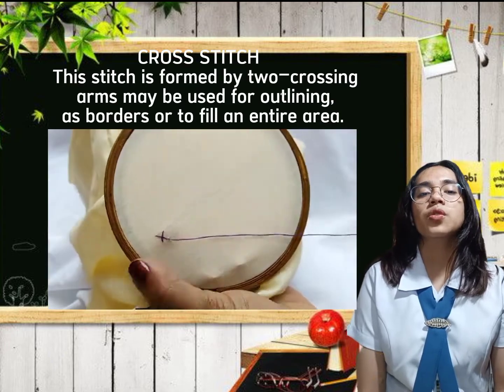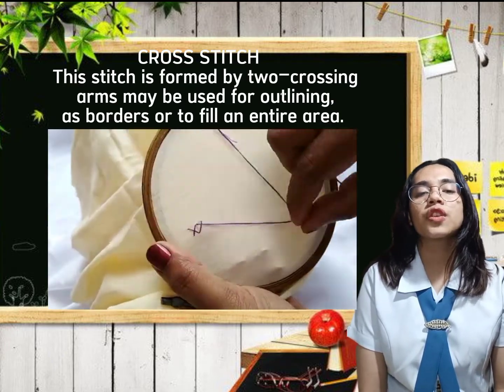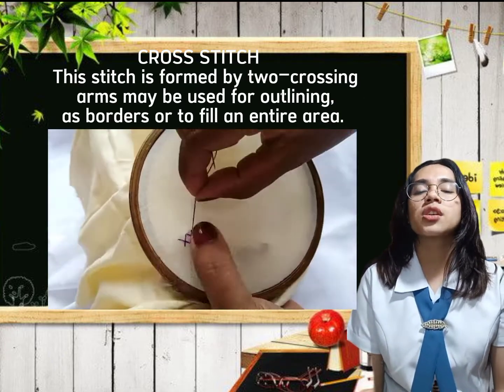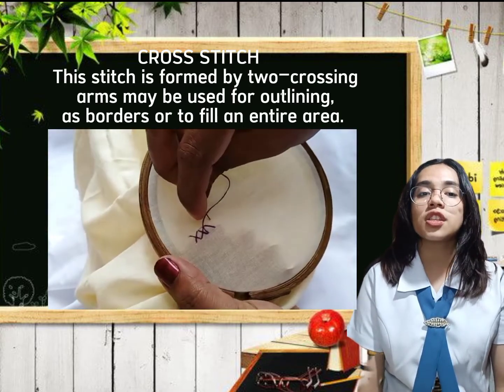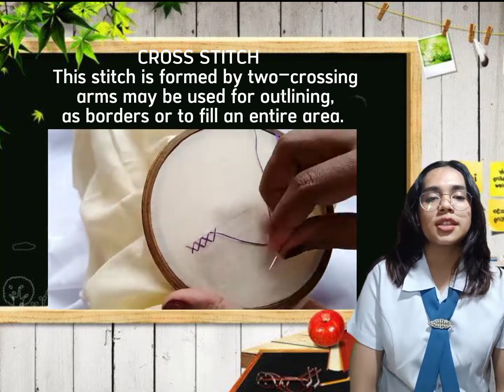Crossing arms may be used for outlining as borders or to fill the entire area. Cross stitching was traditionally used for decorating household items such as tablecloths, dishcloths, or table linens.